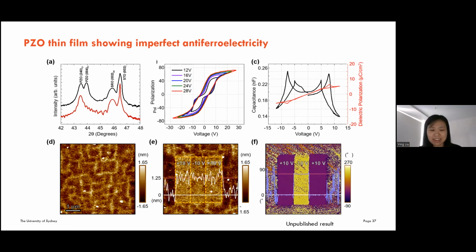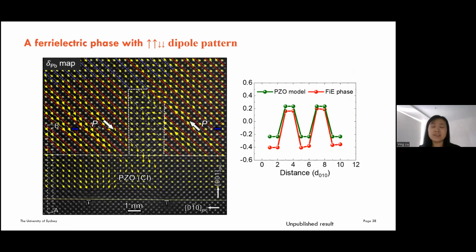So to understand what happened in the material, we conducted TEM observation, and we found that at the interface between the PZO and the electrode, there is a layer of a ferroelectric phase with a polarization along one main direction. It's like up, but with a smaller down. And these two arrows show the upside electric dipole direction.